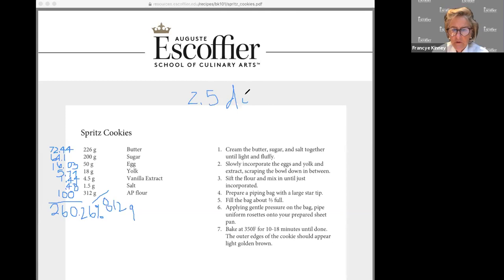So if you want to make more of this, let's say you want to make 4 dozen, let's see.